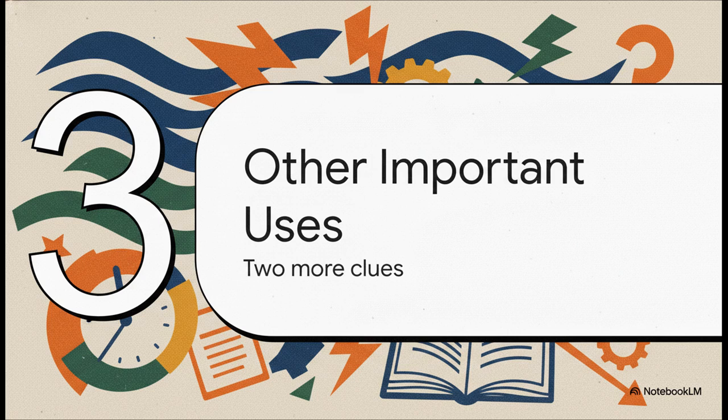All right, so that interruption scenario, that's the big one. That's probably 80% of how you'll use these tenses together. But there are a couple of other important uses we need to know about. So let's look at two more clues to solve this grammar mystery once and for all.